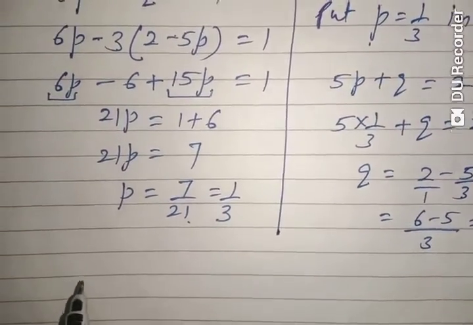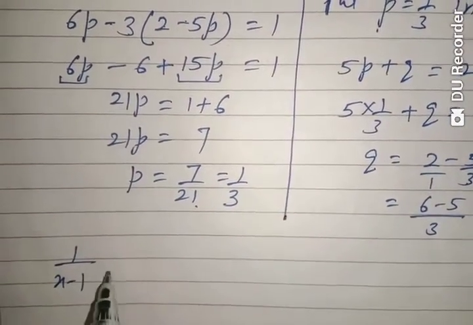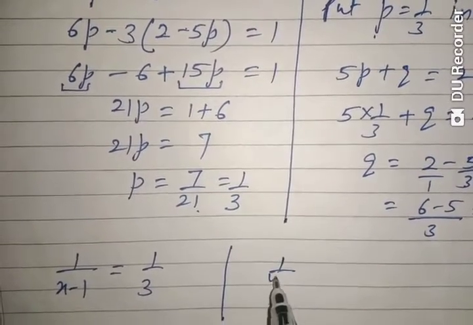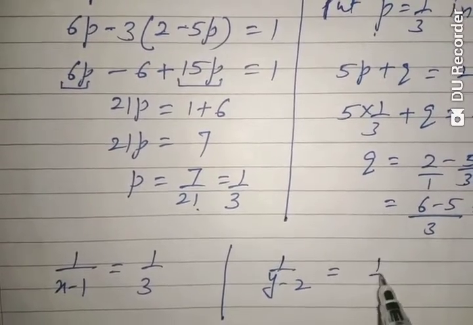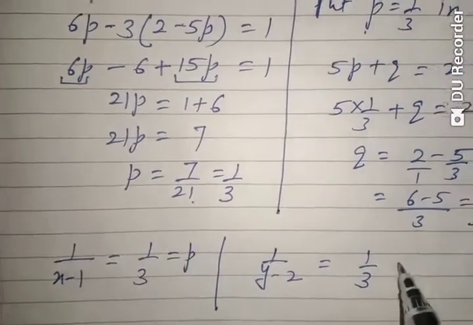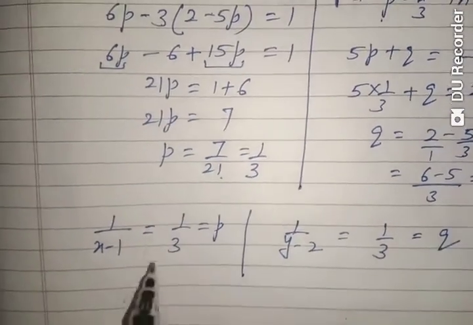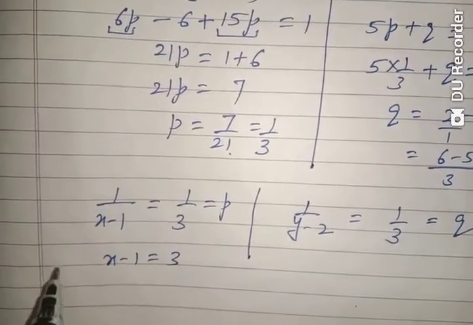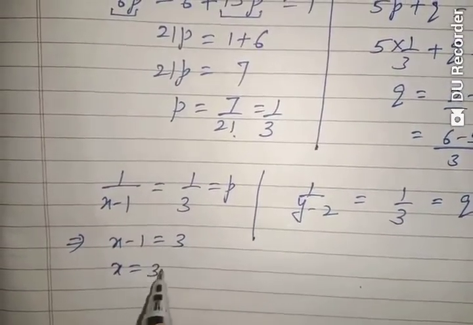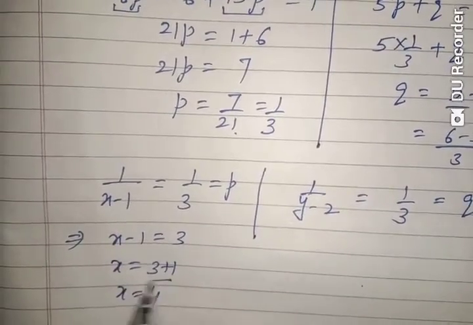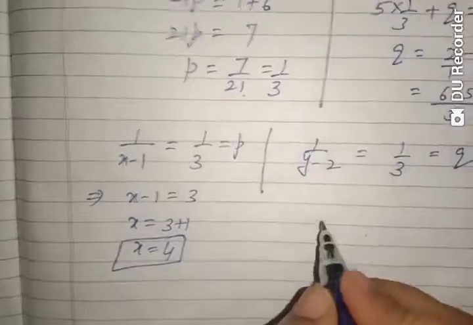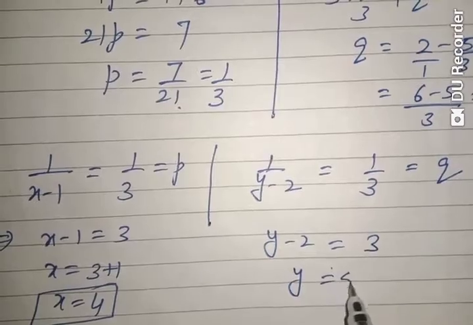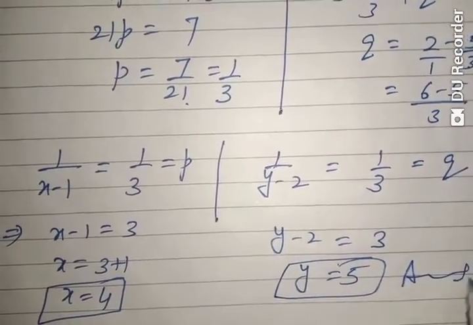And what was our supposition? Our supposition was 1 over x minus 1 is equal to 1 by 3 and 1 over y minus 2 is equal to 1 by 3. This was our p and this was q. After solving it, after taking the reciprocal of these two, x minus 1 is equal to 3 and x is equal to 3 plus 1, x is equal to 4. So we have got the value of x is 4, and here taking the reciprocal, y minus 2 is equal to 3 and y is equal to 5. So this is our final answer of the fourth part.